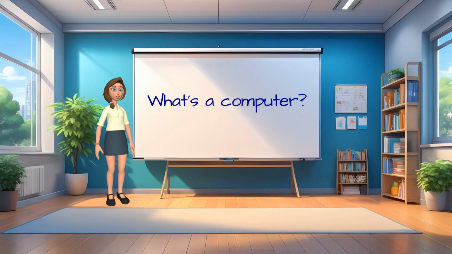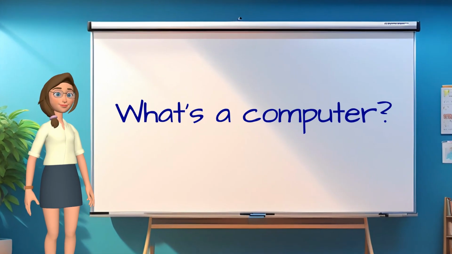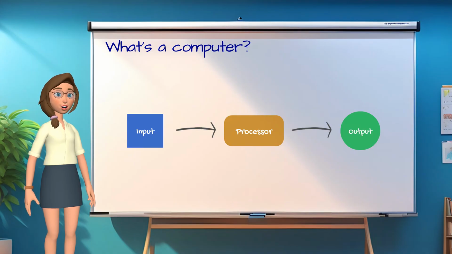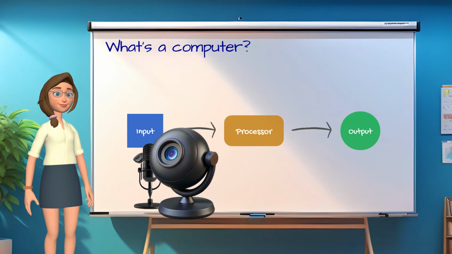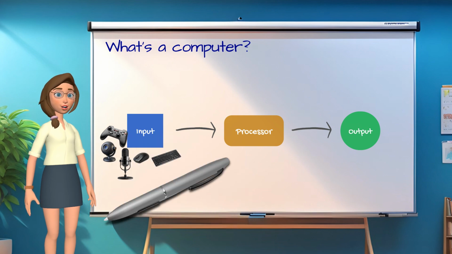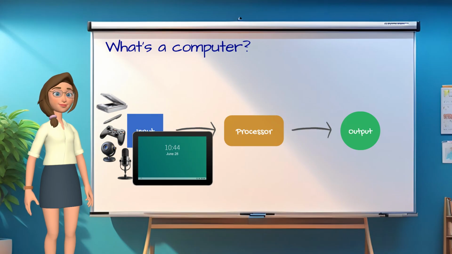To better understand the concept, let's look at it from its parts. A computer has a processor that accepts input and produces output. An input can be a keyboard, mouse, microphone, webcam, game controller, light pen, scanner, or touchscreen.